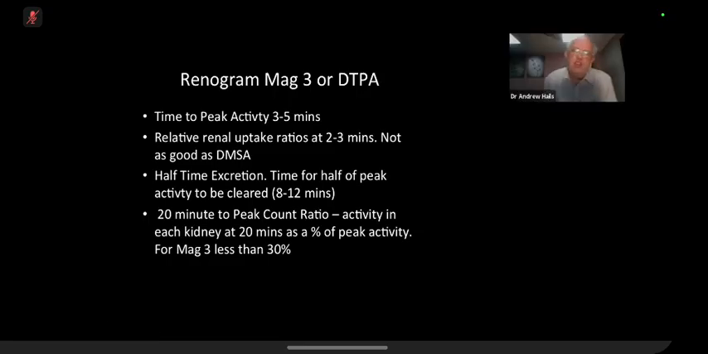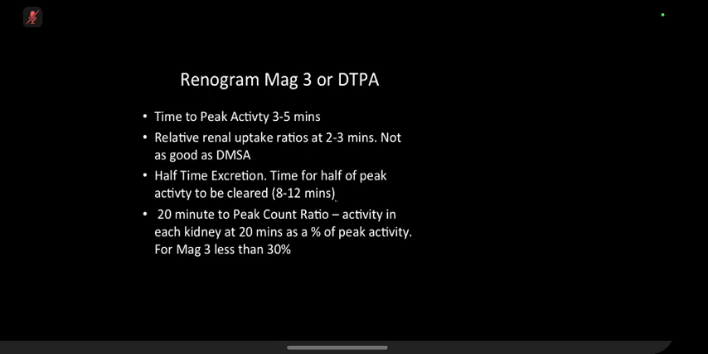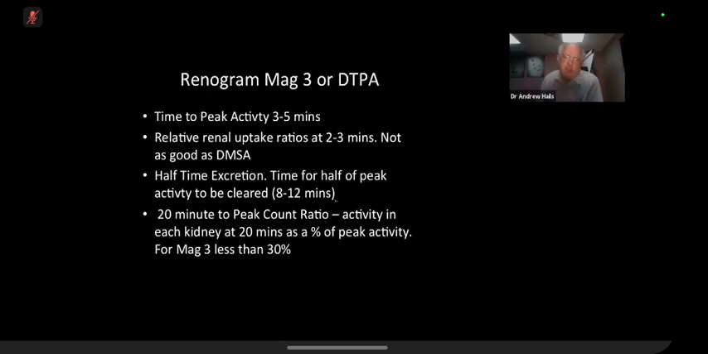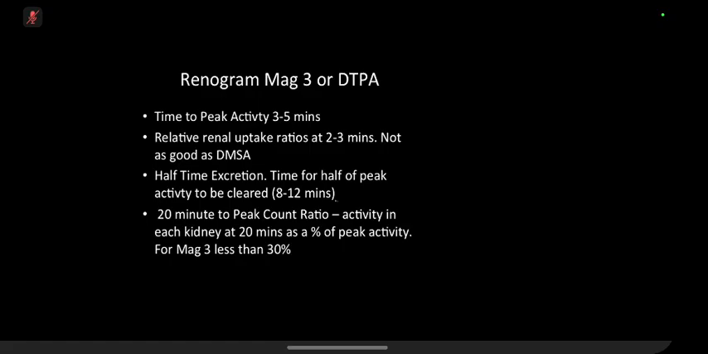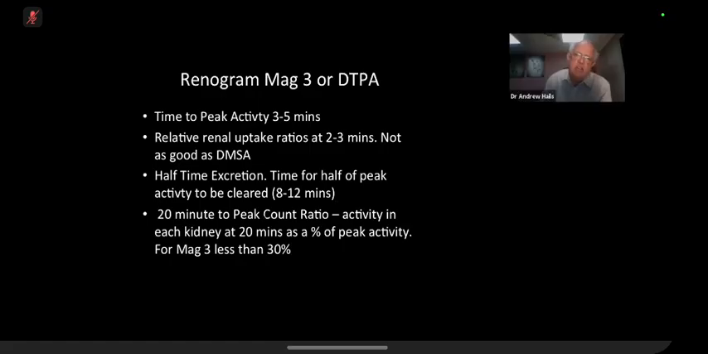So very often you just look at the shape of the curves and so on, but really time to peak activity should be 3 to 5 minutes. And something people do look at is the time for half of the activity to go, which is 8 to 12 minutes from peak to half peak. So if you've got obstruction, that will be prolonged. And also the 20-minute to peak count ratio, which for MAG3, because it's actively secreted, should be less than 30% at 20 minutes.